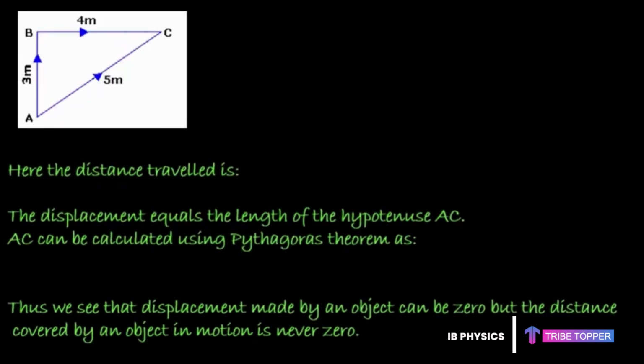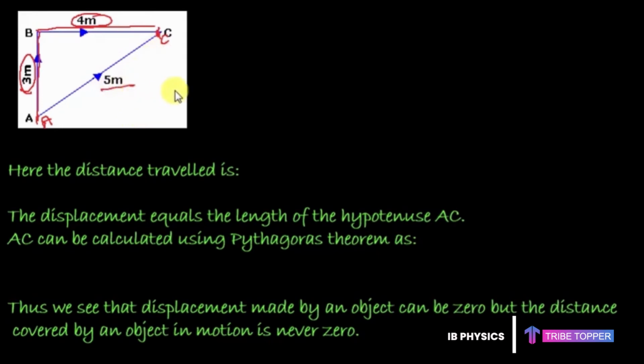I have another example here where your displacement won't be 0, but still it will be different from the distance covered. Now see here, a particle starts from point A, it goes to point B, covering a distance of 3 meters. Then it goes to point C, covering a distance of 4 meters. And the final position is C, and the initial position is A. So if you measure this hypotenuse distance, it's 5 meters.